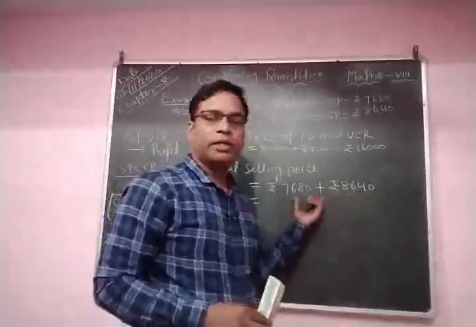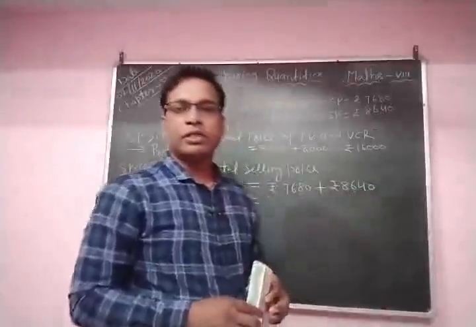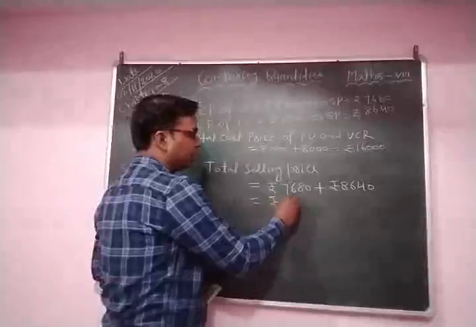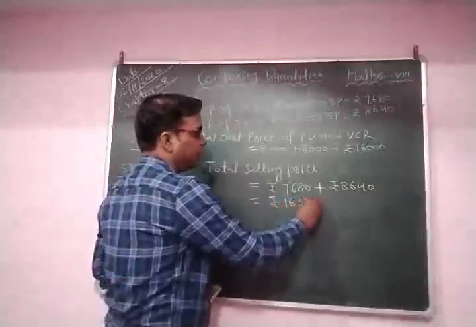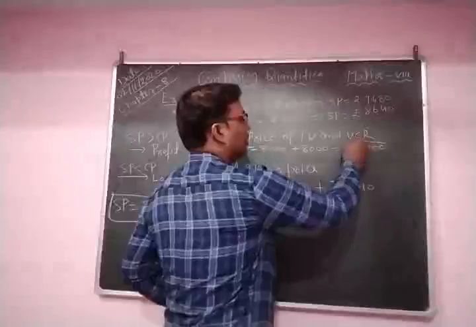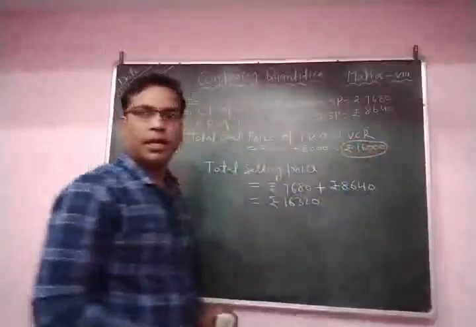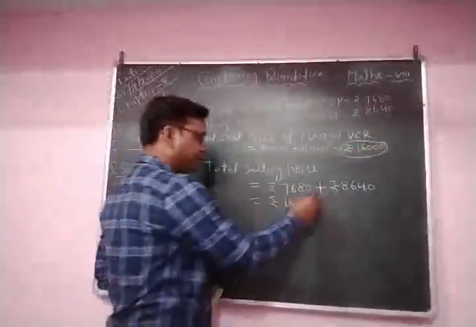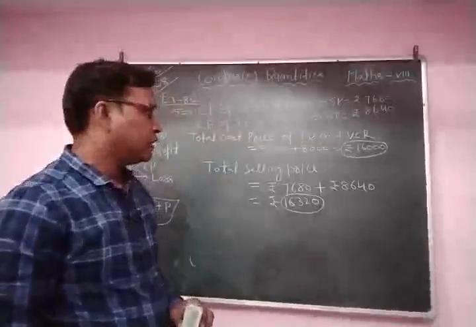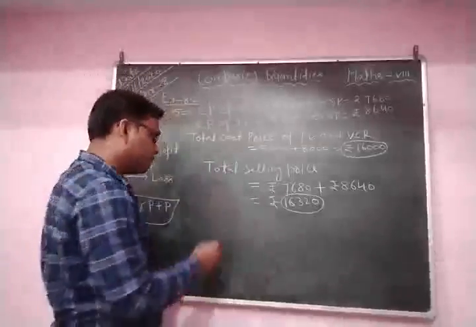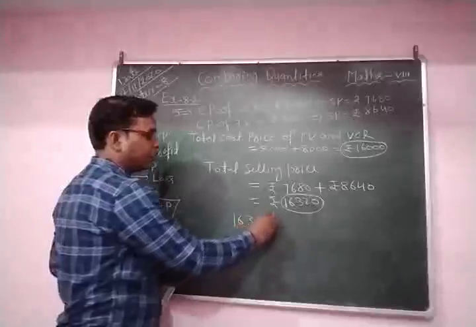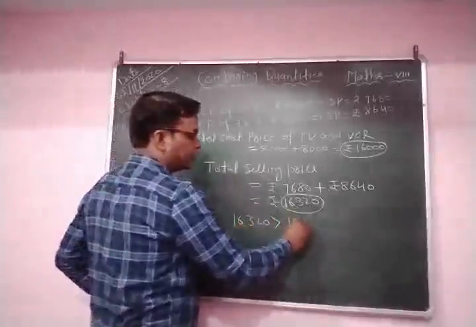Okay, if you sum them, then what do we obtain here? You obtain 16,320 rupees. So you can see here, this is the total cost price of both products, and this is the total selling price of both products, TV and the VCR. So you know very well that 16,320 is greater than 16,000.